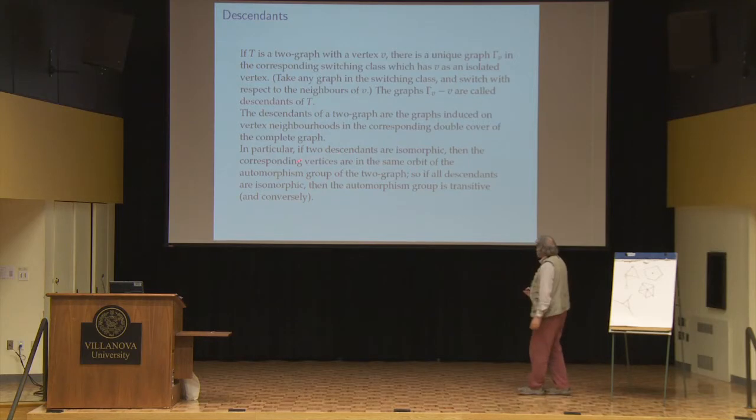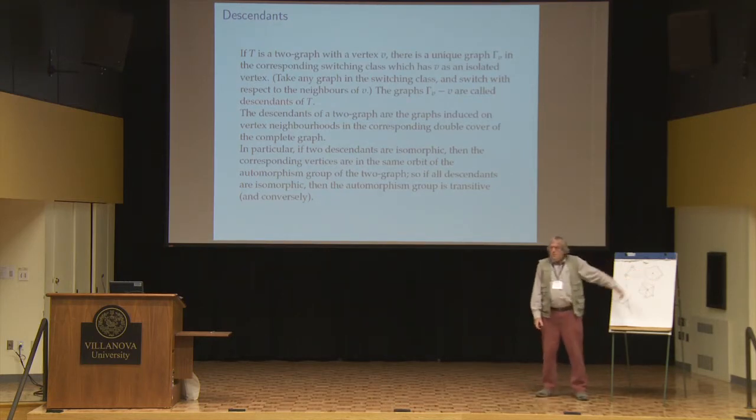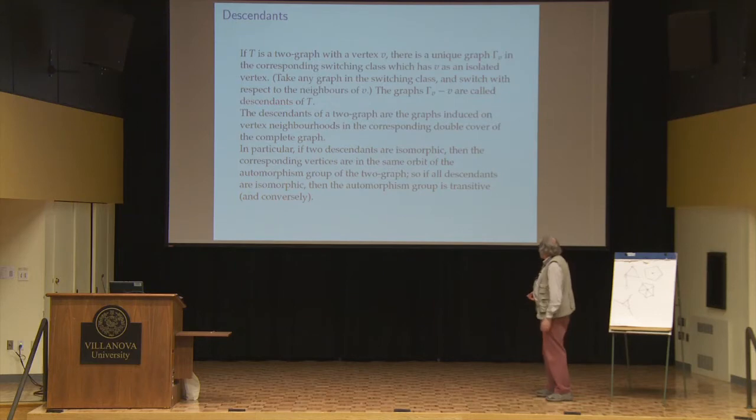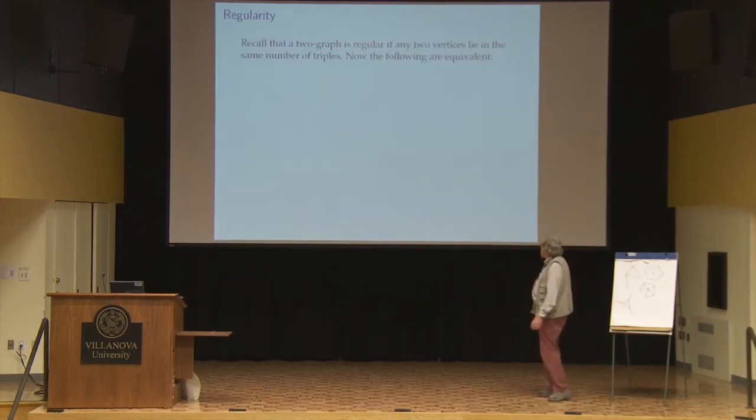So if two descendants are isomorphic, then the corresponding vertices are in the same orbit of the automorphism group, because you can reconstruct the original two graph. It's a set of odd triples in the graph. And so if all descendants are isomorphic, the automorphism group is transitive, and conversely.